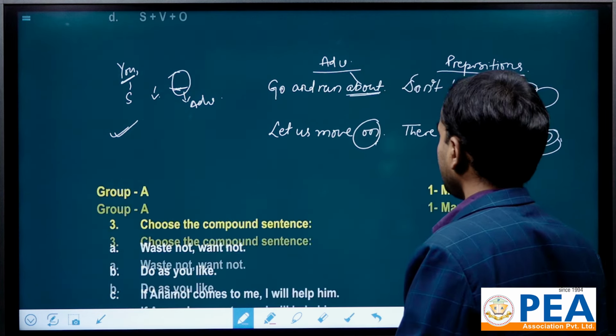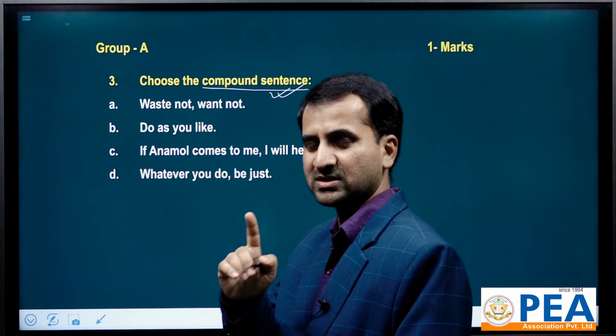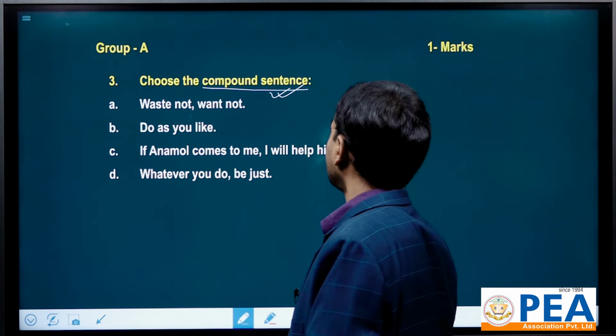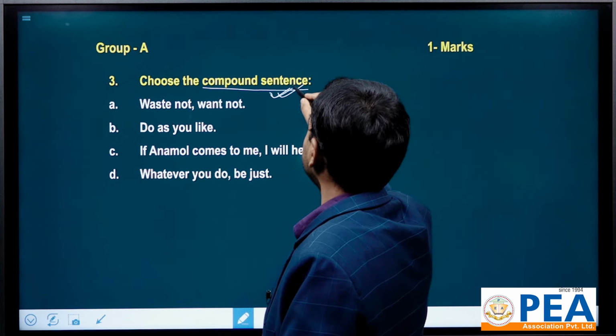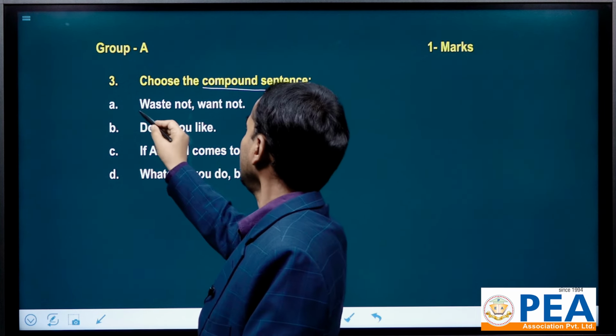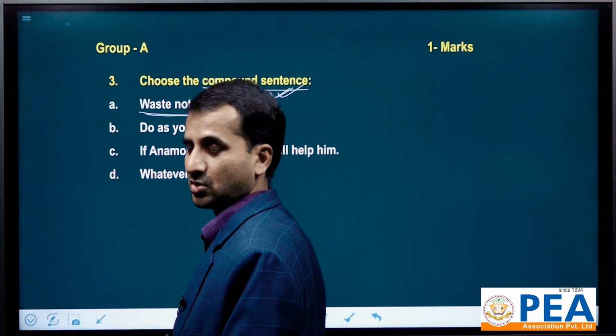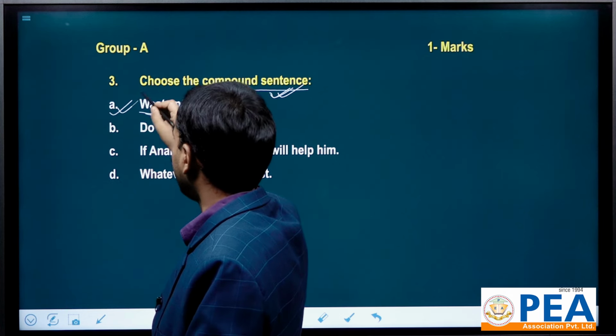Now we shall go with another question. A sentence having only independent clauses, that must be at least 2 in number, is called a compound sentence. Here we see this one has 2 independent clauses: "Waste not and want not" but there are 2 independent clauses. That's why this is our right answer.